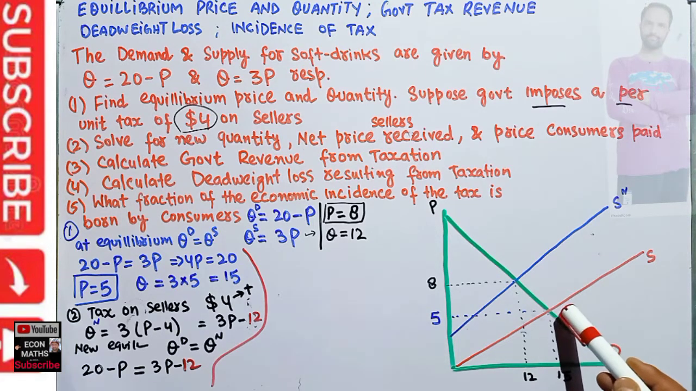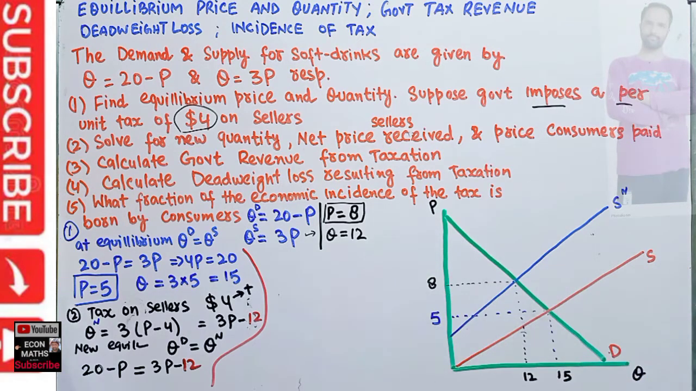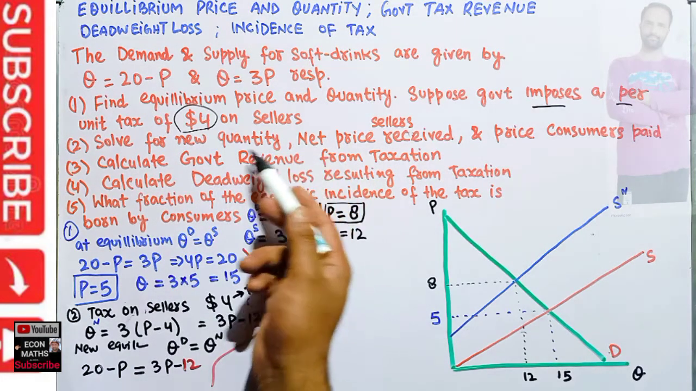Okay, so simple thing. Initially we were at this point where demand and supply were intersecting each other when the per unit tax of $4 was imposed on the sellers. That means our supply curve will shift towards left. When tax is imposed on sellers, our new supply function will become Q is equal to 3 times (P minus 4), where P is the price paid by the consumers, minus the tax. So this was for the second part.